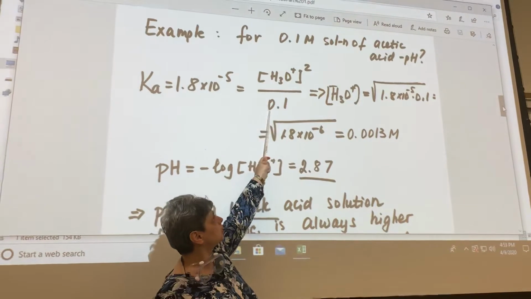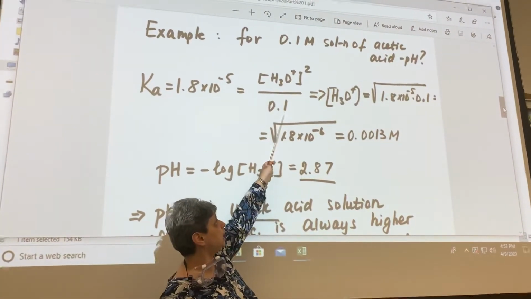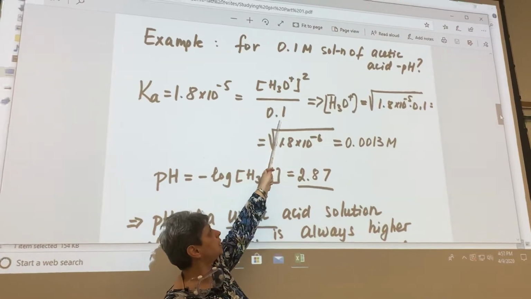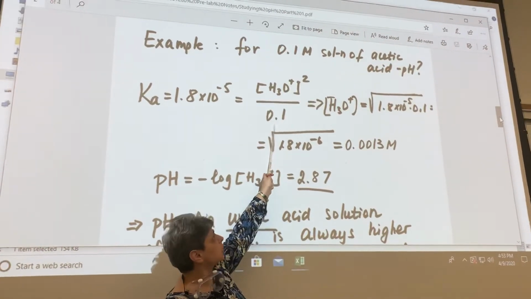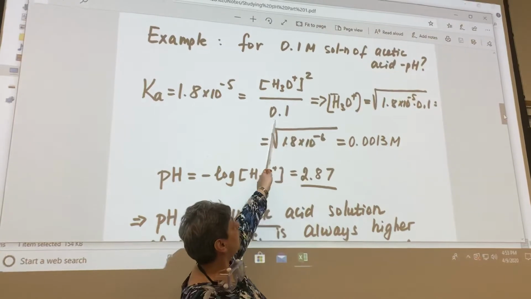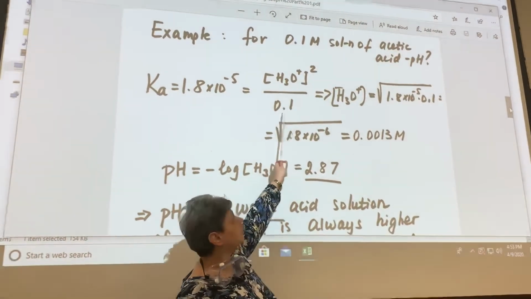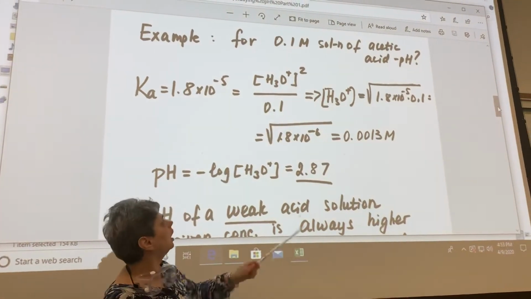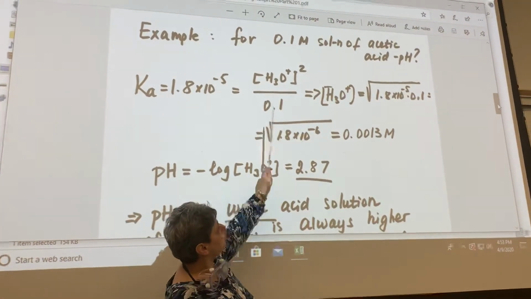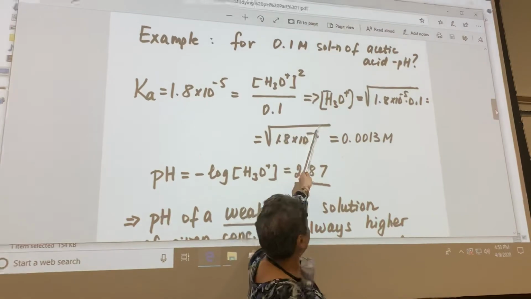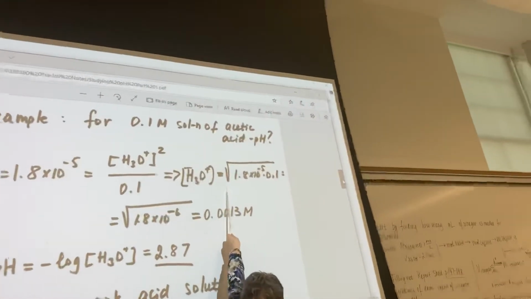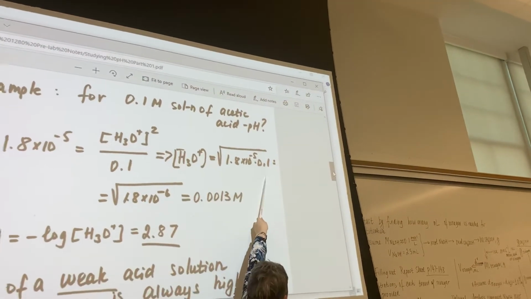So we're going to assume that the equilibrium concentration of acetic acid is equal to the concentration of acetic acid that we started with, the original concentration. And so that makes life easier, because if we had minus x here, we would have to then solve a quadratic equation. But we don't want to, so we just put 0.1 here. And so mathematically then, hydronium ion concentration can be found as square root of Ka times 0.1.